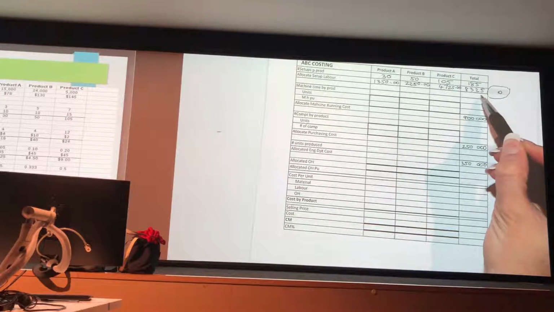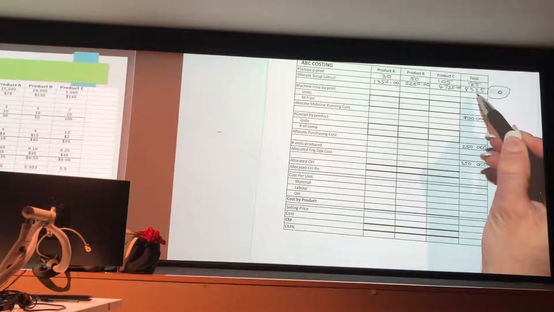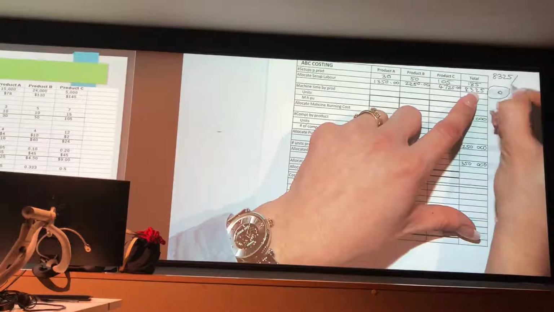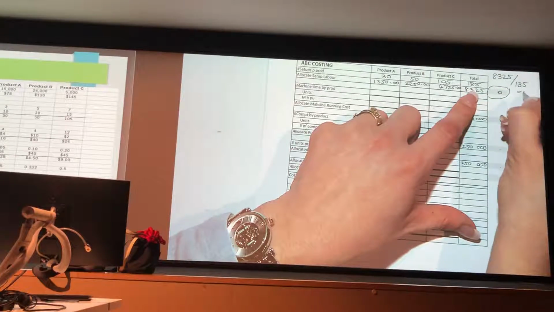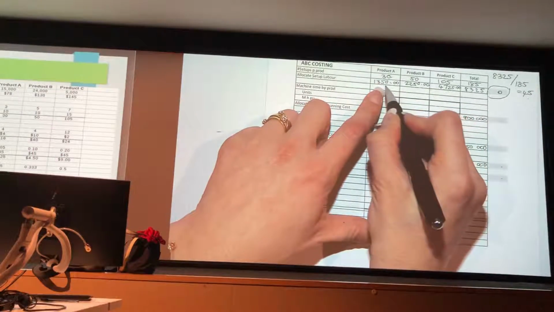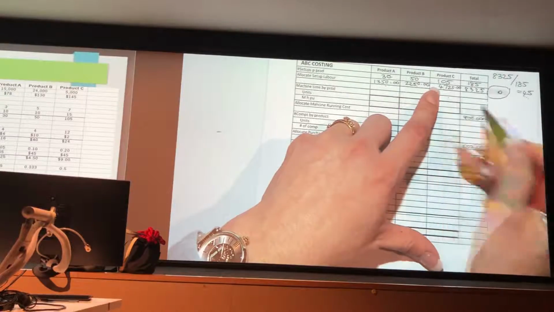8325 is how much we've got to allocate out. In total, we've got 185 units. So if you try and figure out what's the base per unit, that gives me 45. Okay? Then I just go 45 times 30 gives me this. 45 times 50 gives me this. 45 times 105 gives me that.